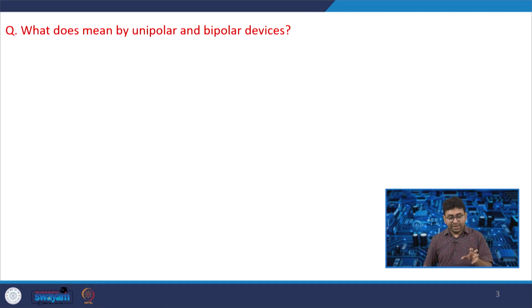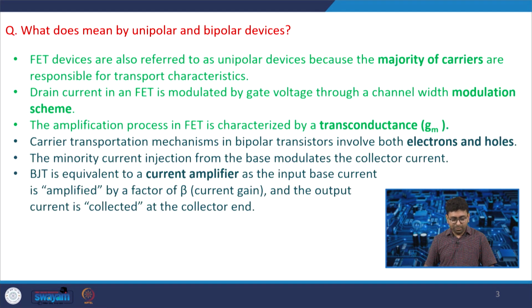What is the basic difference in terms of the terminology unipolar and bipolar? FET devices are referred to as unipolar because the majority carriers are responsible for the transport characteristics, and the drain current in a FET is modulated by the gate. We all know that the gate will modulate the current through a channel, and the amplification process in a FET is characterized by transconductance, that is gm.